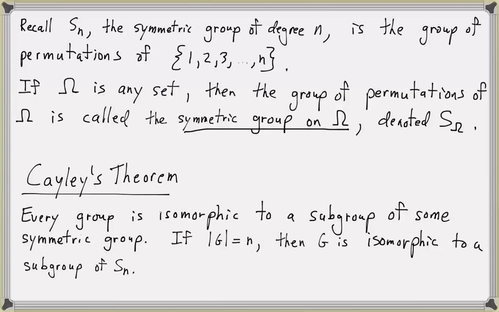So every group is isomorphic to a subgroup of some symmetric group, and if G has order n, then it's isomorphic to a subgroup of Sn. So now let's give the proof of Cayley's theorem. Let's begin with any group G.